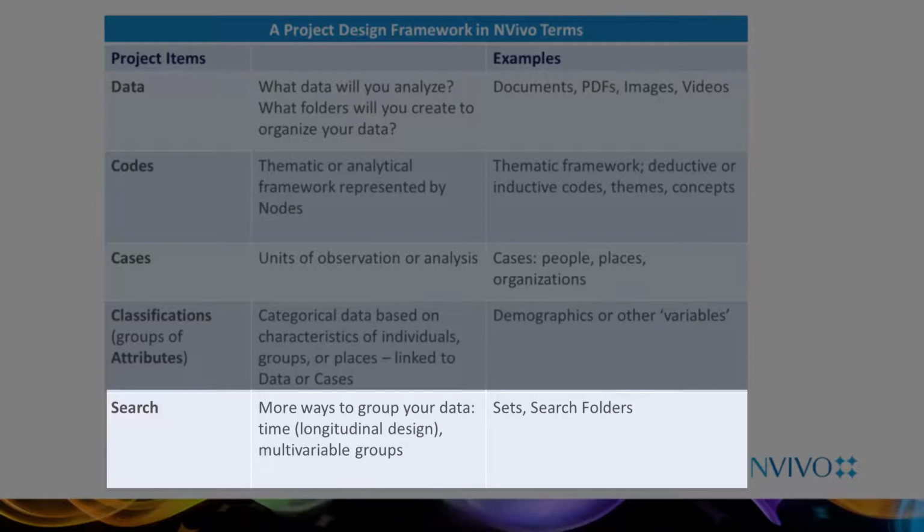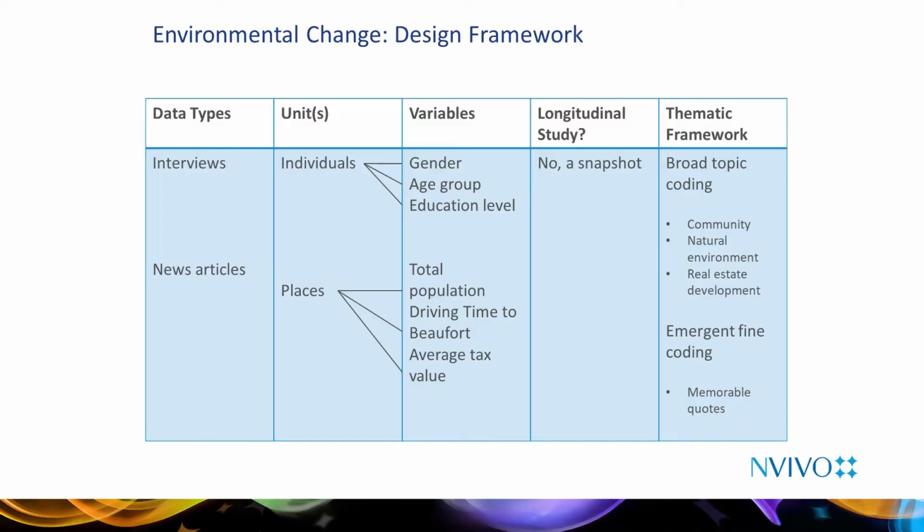If you have a longitudinal study, it is useful to have a set for each time period. You might also use sets to create groups based on more than one attribute value, such as women who are retired. You can also use the advanced find to create search folders to restrict your analysis to groups with a particular combination of characteristics. This is the design framework for the Environmental Change Down East study.